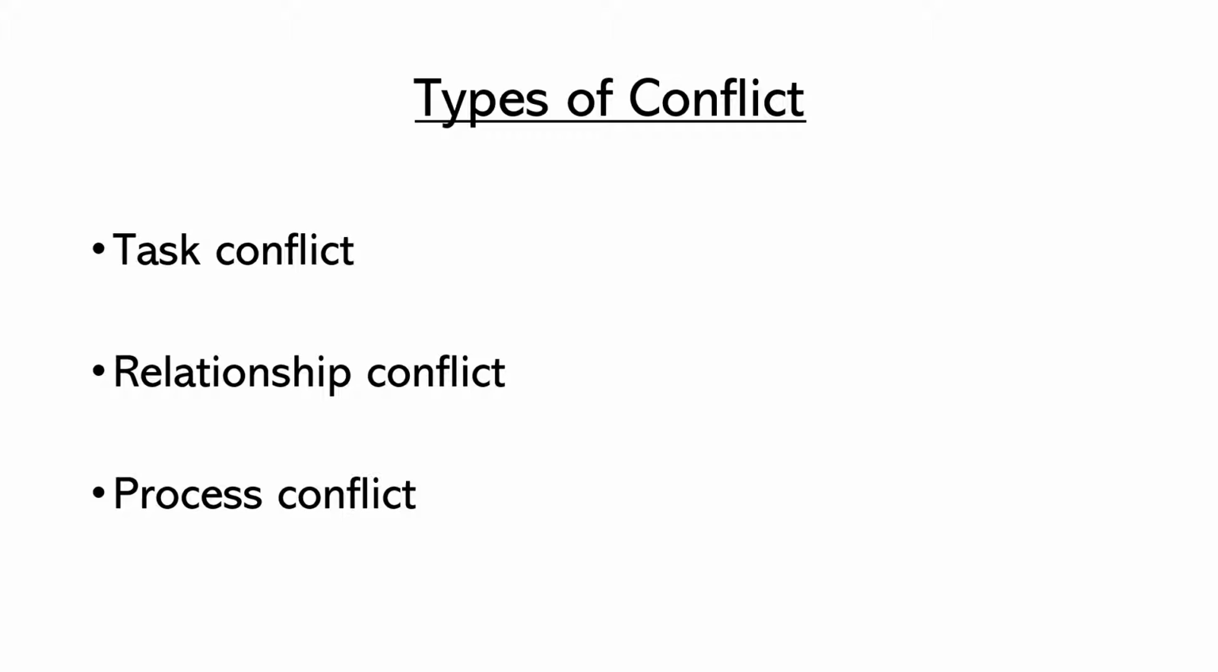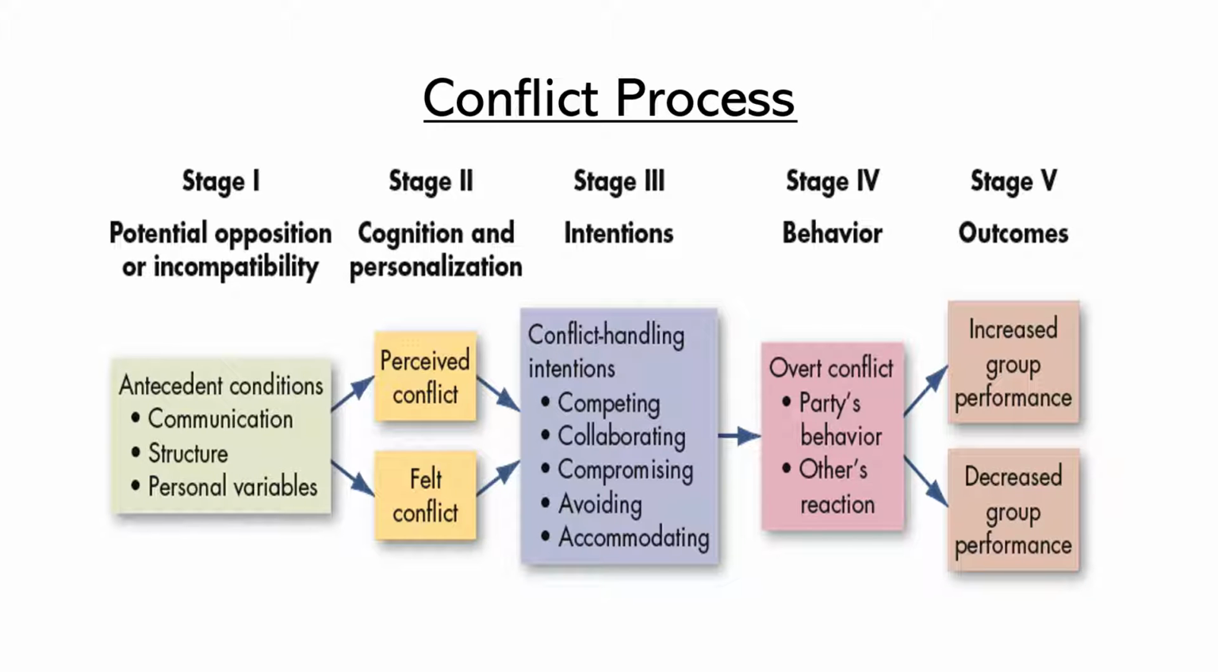Now, next is the most important topic, the conflict process. It's very simple. There are only five stages in this conflict process: potential opposition or incompatibility, cognition and personalization, intentions, behavior, and outcomes. Now, let's move on to the first stage. The first stage is potential opposition or incompatibility.